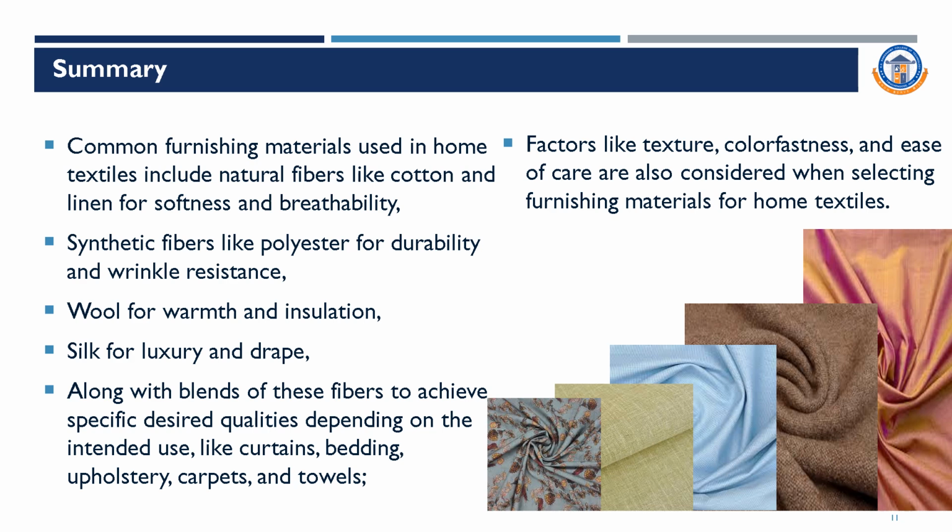It is not the case that only individual types of materials can be used. You can go with blended materials also, because with blends we can achieve specific qualities depending on the intended use, like for curtains or bedding or upholstery or carpets and towels. Along with all the above, we need to also know factors like texture, color fastness and ease of care. All these things are to be considered while selecting furnishing materials for home textiles.